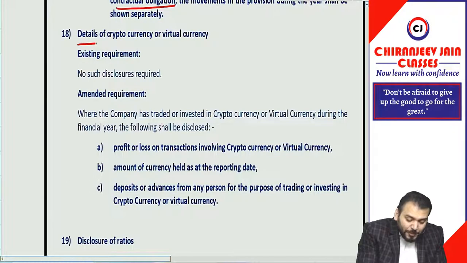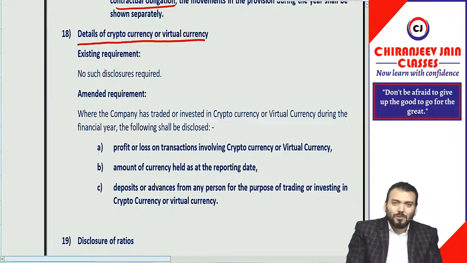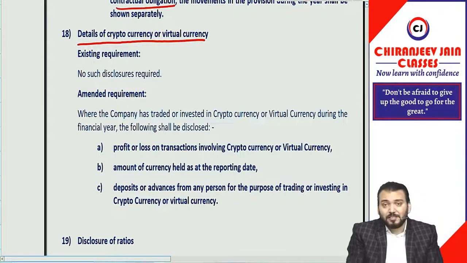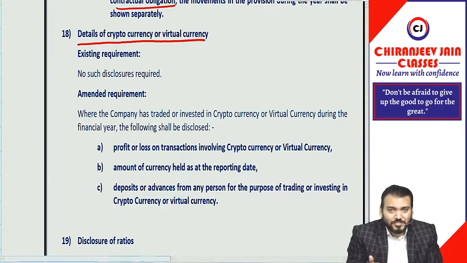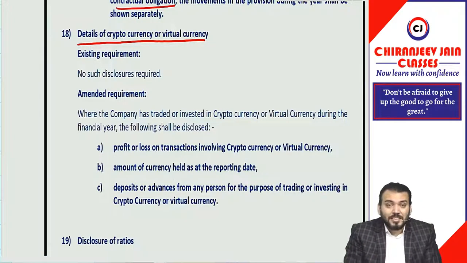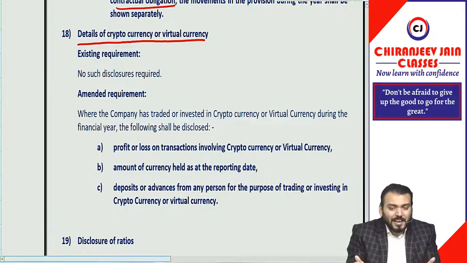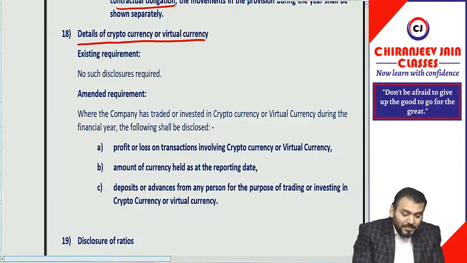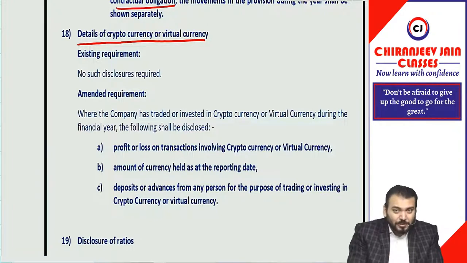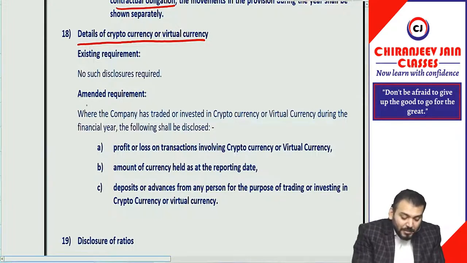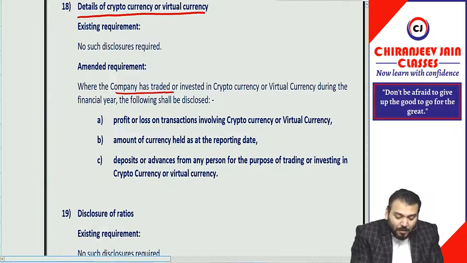Then details of cryptocurrency and virtual currency. With this disclosure, one thing will come to your mind: whether a transaction in the nature of cryptocurrency or virtual currency is a legal transaction or not as per Indian law. That is one doubt. But as per the revised requirement of Schedule 3, whenever a company has traded or invested in cryptocurrency or virtual currency during the financial year, the following shall be disclosed.